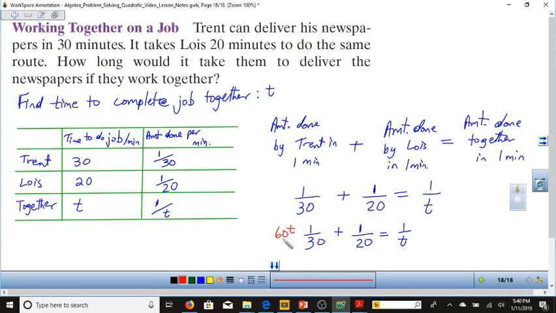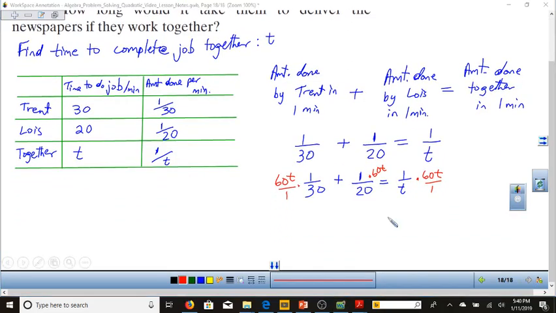And what that will do is allow me to cancel the denominators. Once we do that, we now have 2t plus 3t is equal to 60. And that's because the t on the right side of our equation canceled. And of course, 30 goes into 60 twice, and 20 goes into 60 3 times. So the equation simply becomes 5t is equal to 60, and then that means t is equal to 12 minutes.